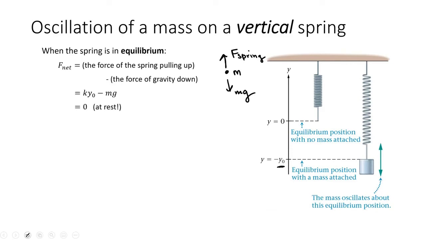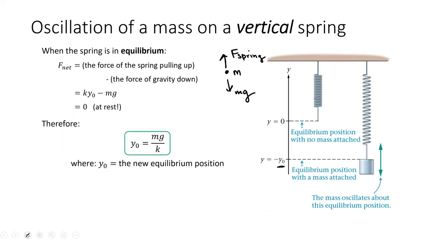And so then we can go ahead and solve for y naught. You can add mg to both sides and divide by k, and what you get is that y naught, our new equilibrium position below the old one, is going to be mg divided by k. Okay, so this is the distance below the equilibrium position of the spring when there's no mass hanging on the spring.